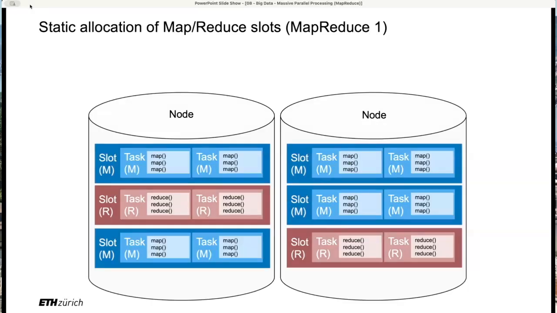So in practice, in MapReduce version 1, we statically allocate the slots. A slot is either a map slot or a reduce slot. And that does mean that during the map phase, the reduce slots are idle. They might start downloading a bit, but they are mostly idle.